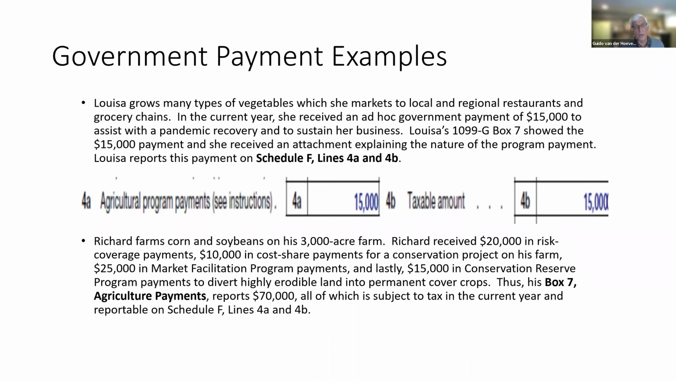And so another one is Richard. He has a traditional farm, corn and beans. He has $20,000 of risk coverage payments, $10,000 in cost share payments, a conservation project of $25,000 on his farm, as well as $25,000 in market facilitation payments, or the MFP payments. And lastly, there were some conservation reserve program payments that he received for taking some highly erodible land out of row crop production. And so when you look at his 1099-G, there's going to be a box 7. It says $70,000. All of that's going to be subject to tax in the current year and be reported on 4A and 4B.